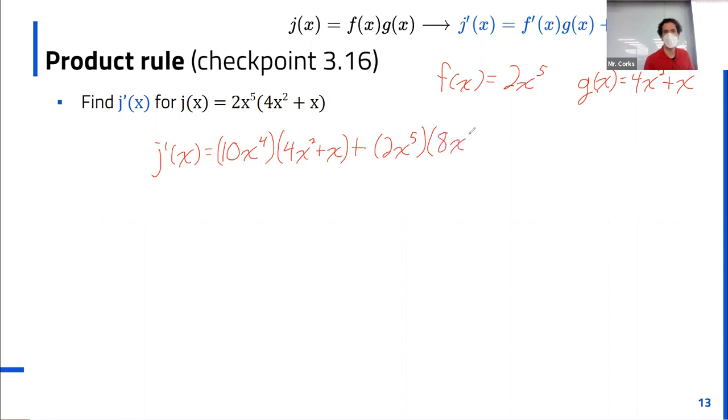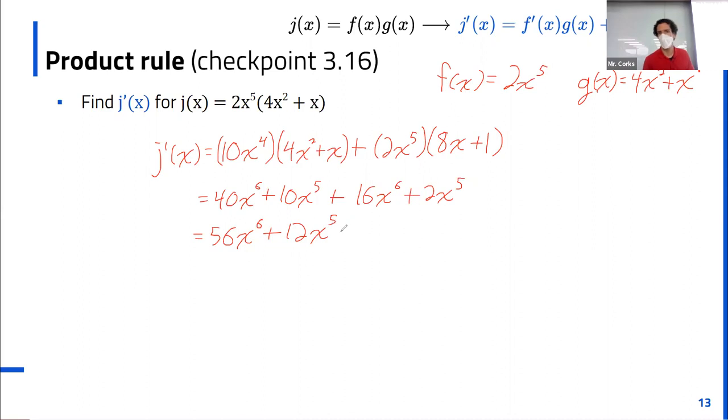Okay, 8x plus 1, okay, good. So the little exponent 1 here turns into this coefficient. All right, and then we just expand, so 40x to the exponent 6 plus 10x to the exponent 5 plus 16x to the exponent 6 plus 2x to the exponent 5, and that gives us 56x to the exponent 6 plus 12x to the exponent 5.